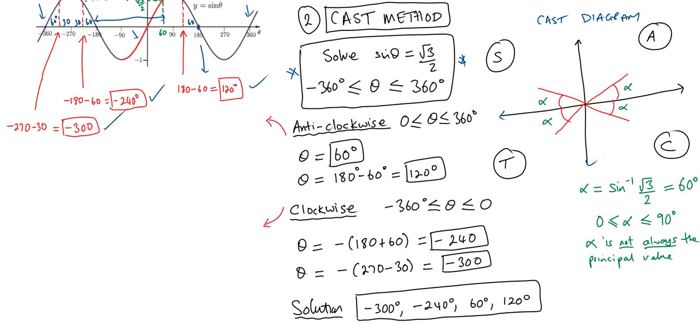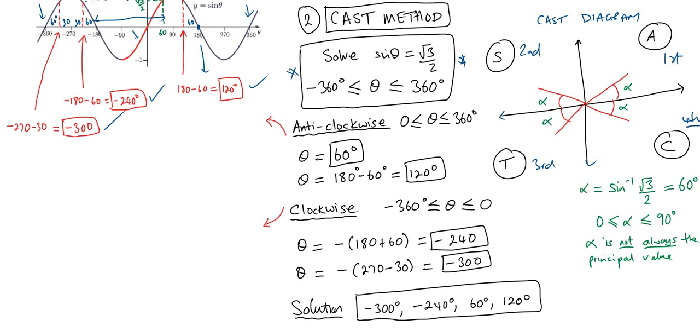Right, so the letter CAST tells you where sine, cos and tan are positive. They're all positive in this first quadrant. Sine is positive in the second quadrant, tan is positive in the third quadrant, and cosine is positive in the fourth quadrant.